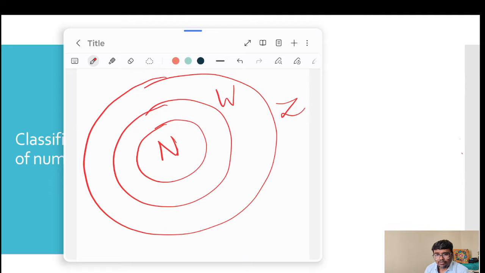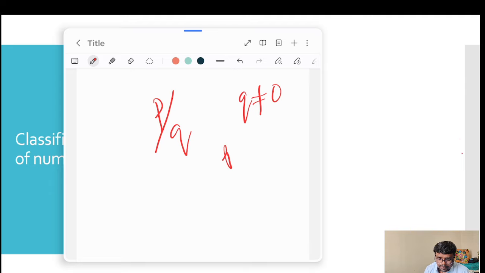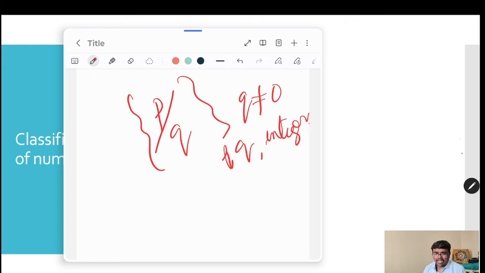And until now we didn't include fraction numbers. So what about fraction numbers? What is a fraction? Fraction means writing in the form of P by Q, where Q is not equal to 0. Obviously if Q equals 0, it is not defined. Not only that, P and Q both should be integers. So if a number is written in the form of P by Q where Q is not equal to 0 and P and Q are both integers, that number is known as a fraction.